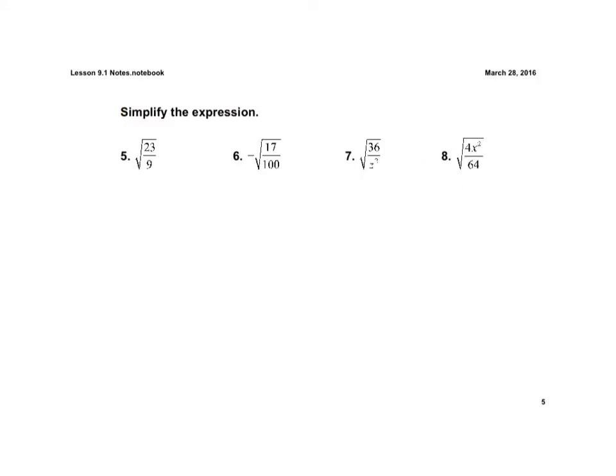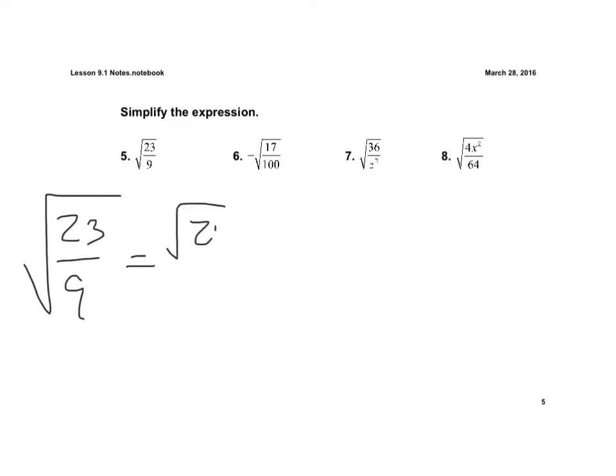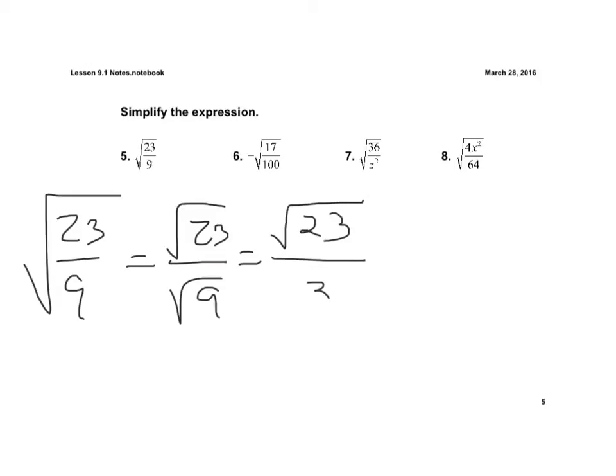So the first thing we're going to look at is this first example here, and we're just going to break this up. So the square root of 23 over 9, I'm going to rewrite as the square root of 23 all over the square root of 9. Now the square root of 23 cannot be simplified any further than that, but the square root of 9 is a whole number, 3. And then that's our final answer.